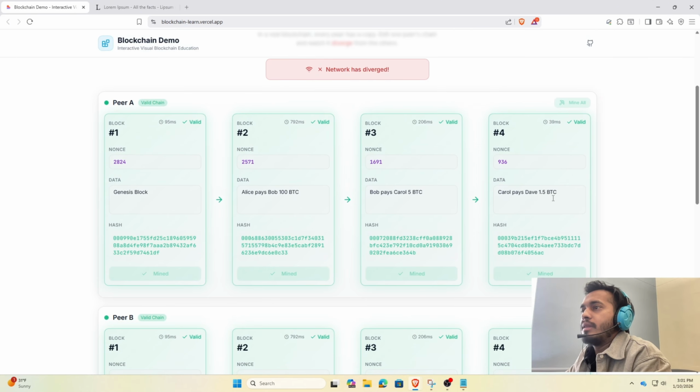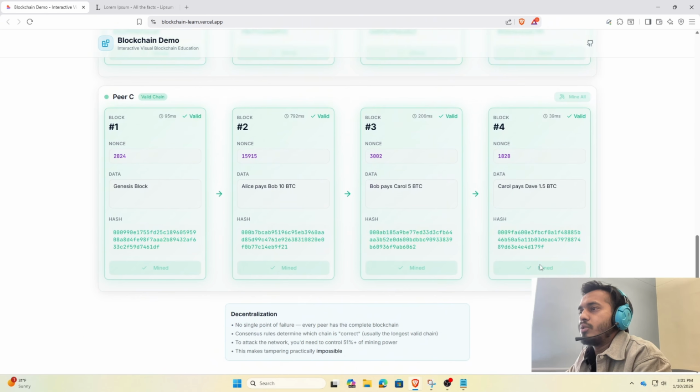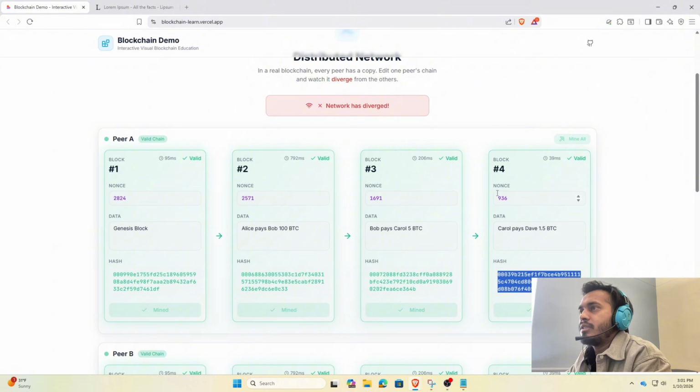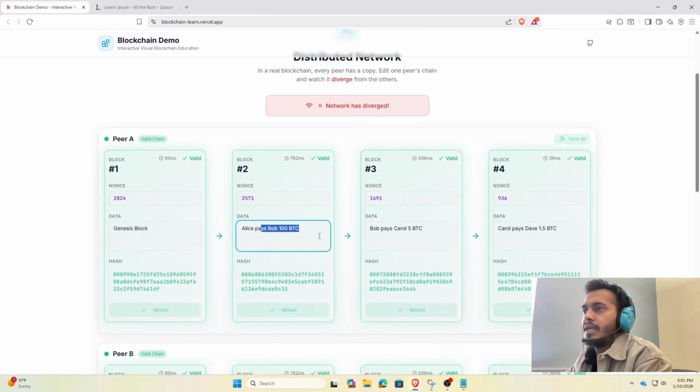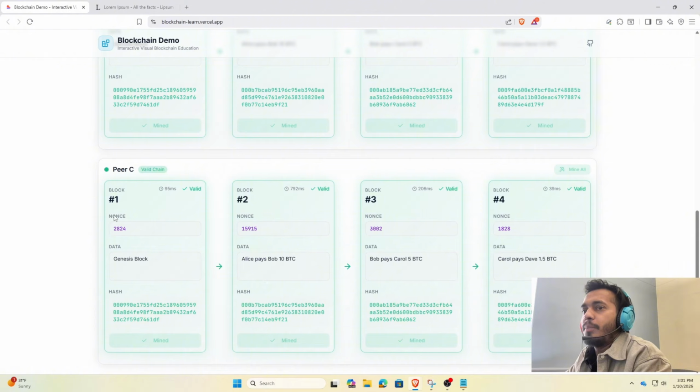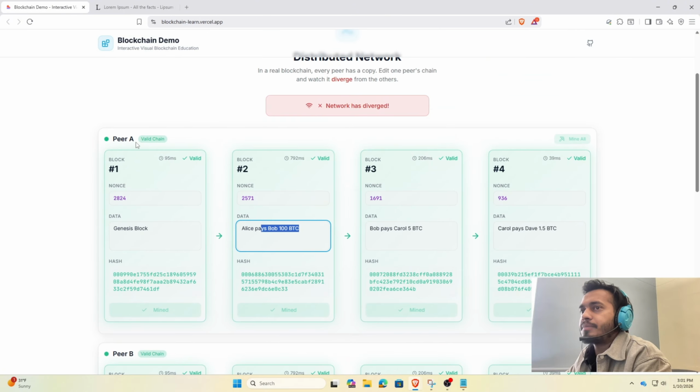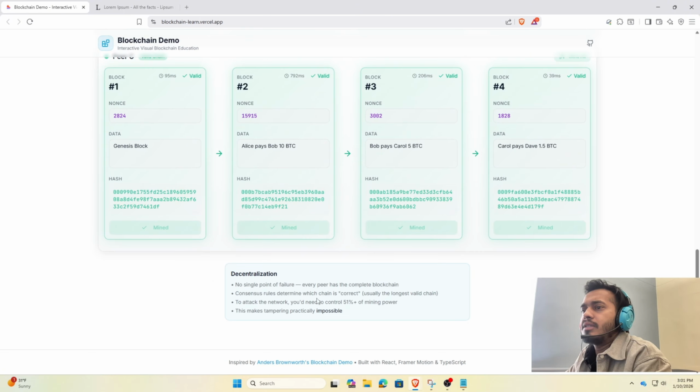So when the last hash is checked by the system, it is found that this hash is different from these two. So these two agree and this one disagrees. That means something is wrong with this peer A. Then they will remove peer A because it has done some hacking or tampering in the data, right? Then only peer B and peer C will be functioning. And this is how they make tampering practically impossible.